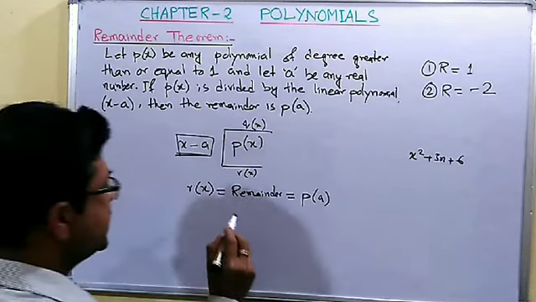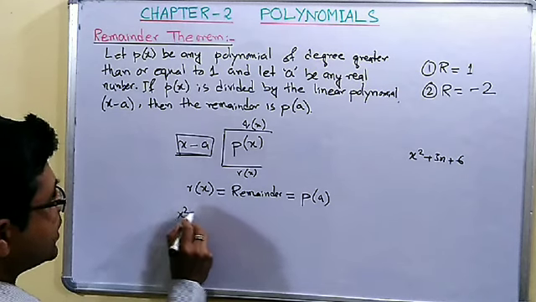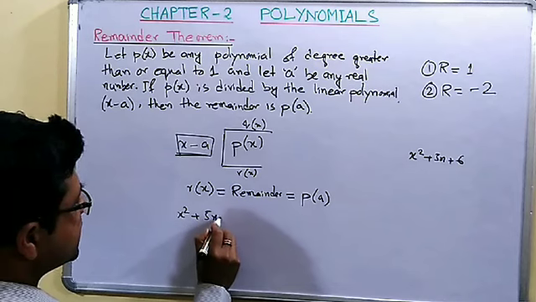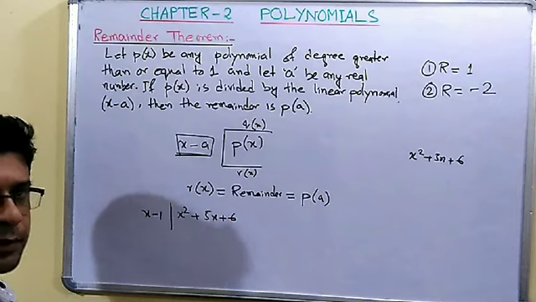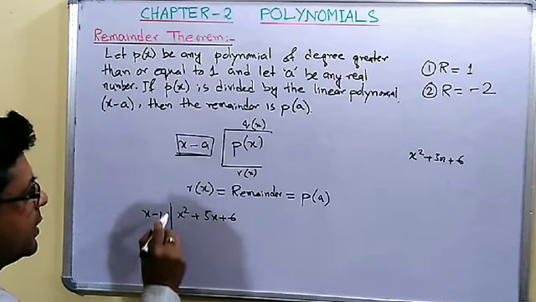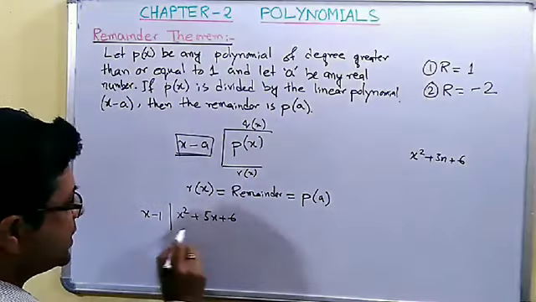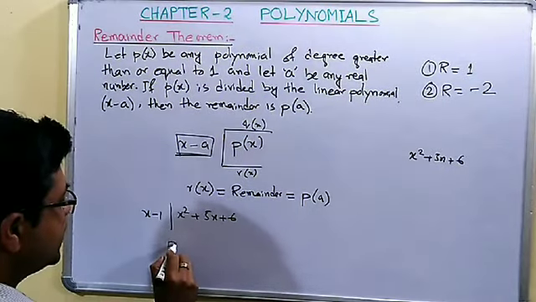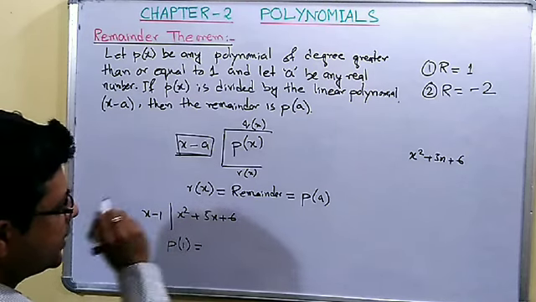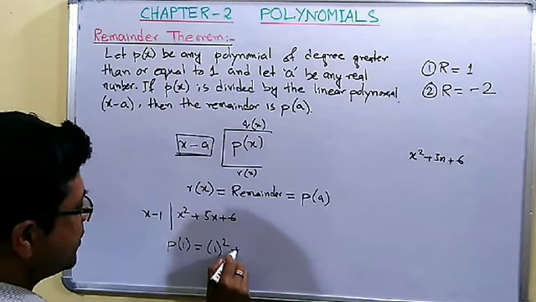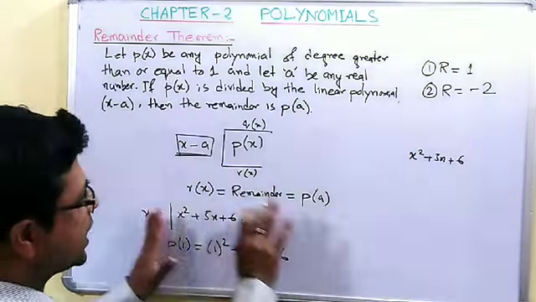So here I am taking an example. Suppose x square plus 5x plus 6. We are supposed to divide by x minus 1. This 1 is a real number. Then without the division, what is the remainder? Remainder will be P of, what is the 0 of it? 1. In this way you can find 1 square plus 5 into 1 plus 6. This is the expression, this is the explanation of it.